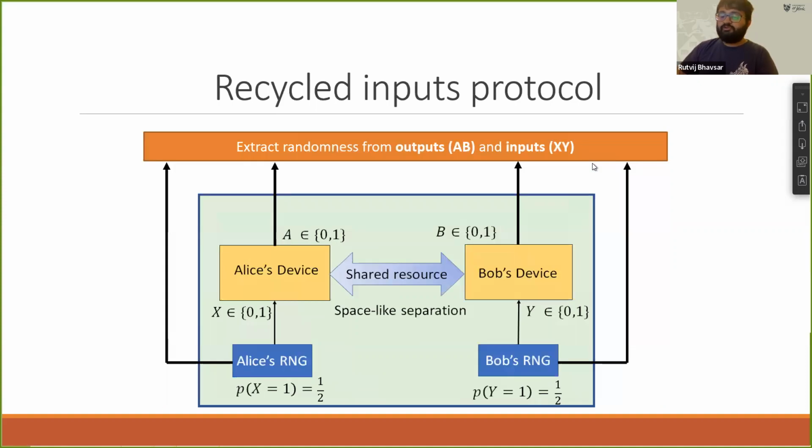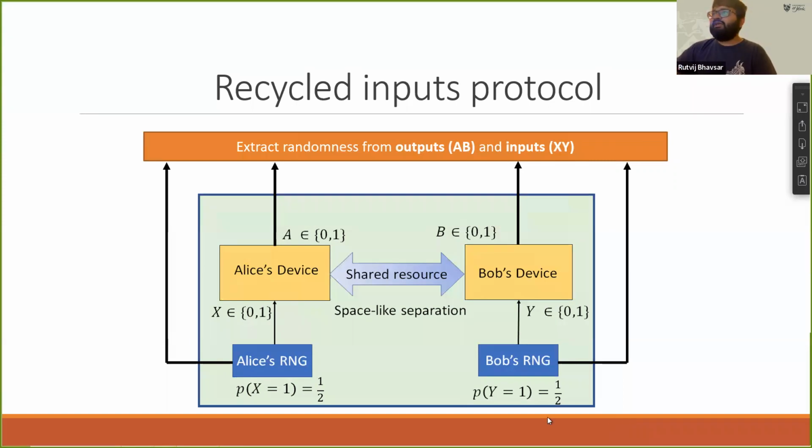Now, until now, for the two protocols that we discussed, we have discarded input randomness. However, by assumption, we have input randomness, which is private. Therefore, you should include this in your randomness expansion if it is possible to keep your input randomness private after the protocol is finished. So we consider the recycle inputs protocol.